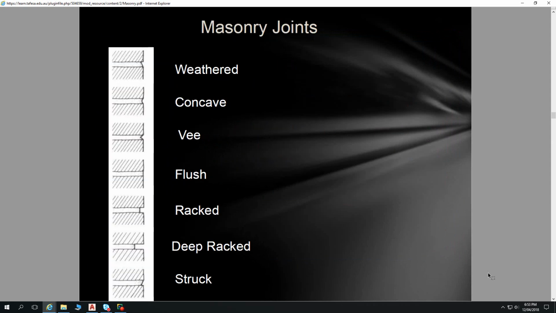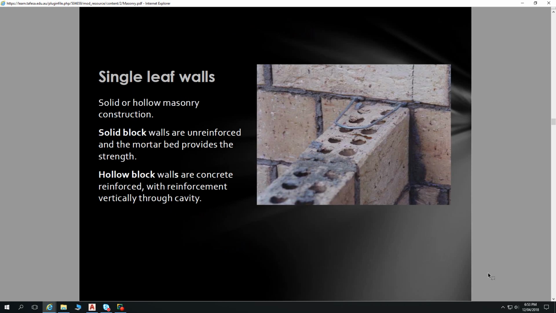A couple of different methods of pointing are important if you're wanting to create a certain aesthetic. Deep rake gives that minimalist, brutal sort of aesthetic. It shows up the joints very well. Flush can also be a relatively groovy mortar joint, but concave is typically what we see throughout the place.